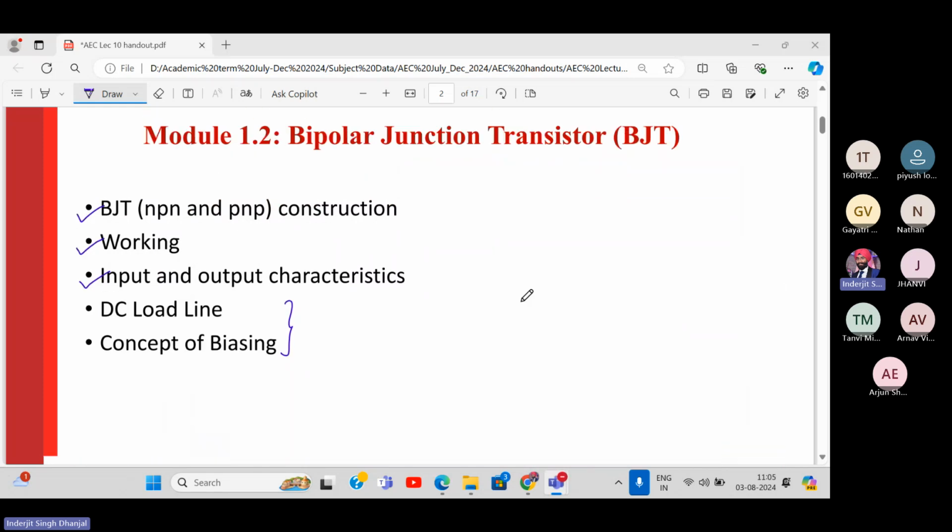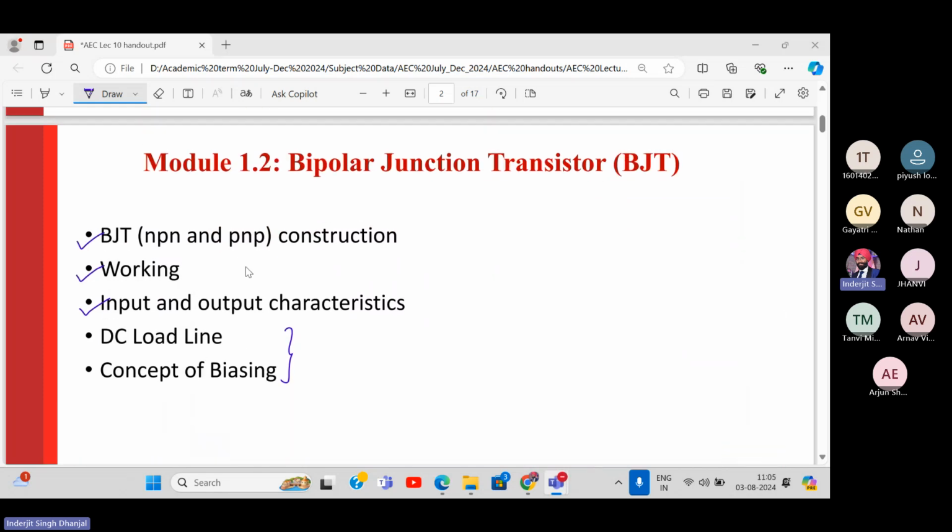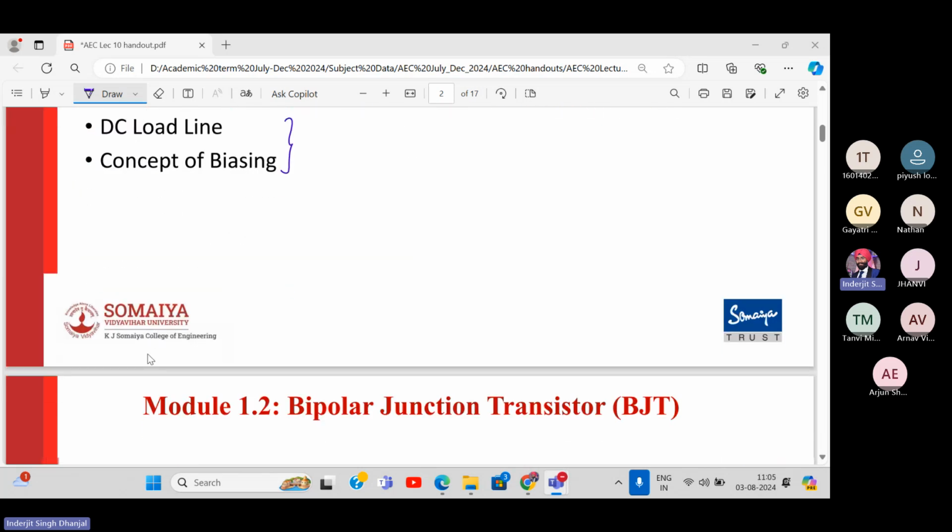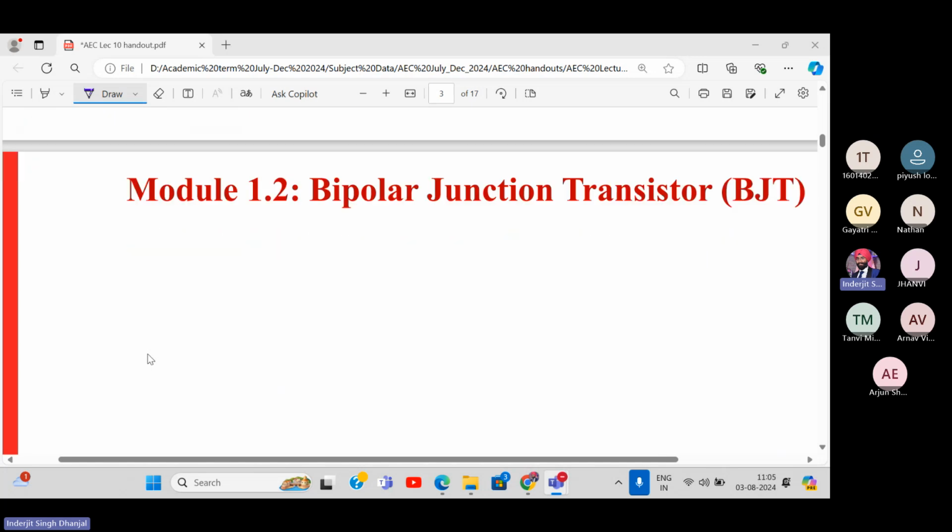Okay, so we'll continue with the concept of DC load line and the concept of biasing. So let's begin. So you all can write along with me. The first topic we're going to discuss today is transistor biasing. What do you mean by transistor biasing? We'll try to understand. Transistor biasing for bipolar junction transistor.